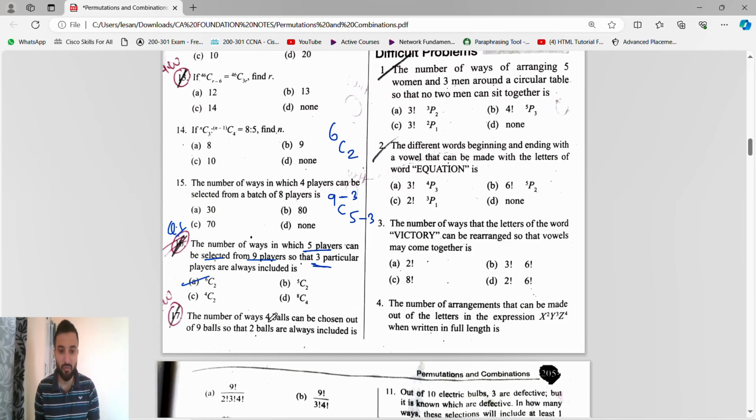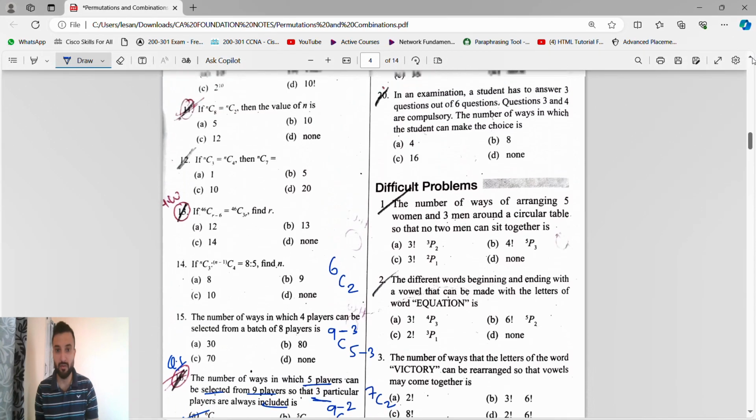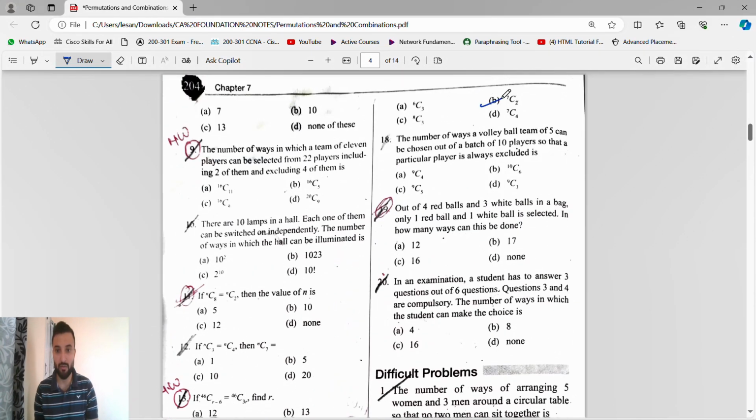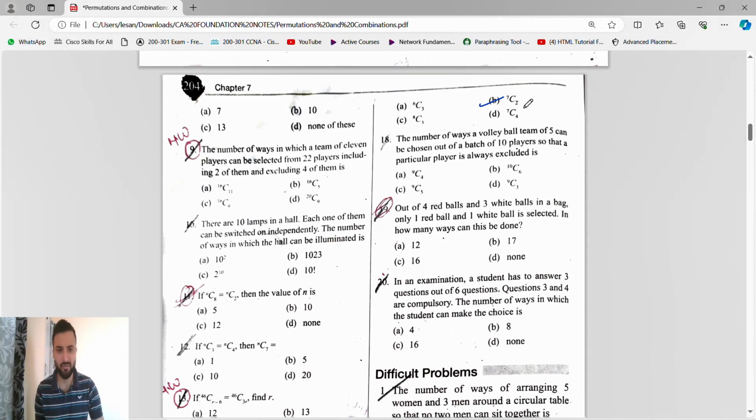The number of ways 4 balls can be chosen out of 9 balls. So from 9 balls we have to choose, which means combination, 4 balls, so that 2 balls are always included. Included means we have to do minus from both n and r. So 9 minus 2 is 7, C2. Okay, 7C2. So you can solve it in just one minute. In the examination they will mostly ask including and excluding type questions.